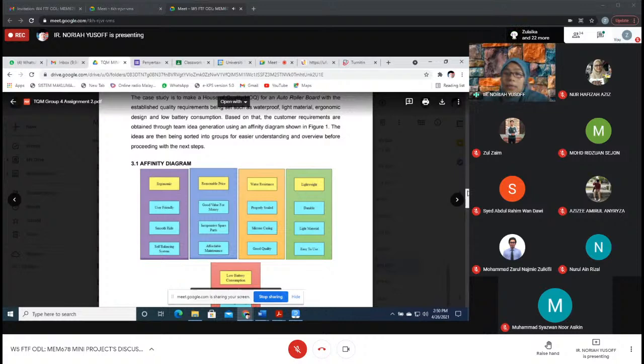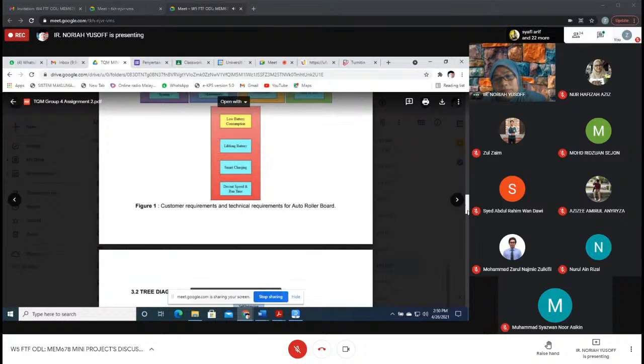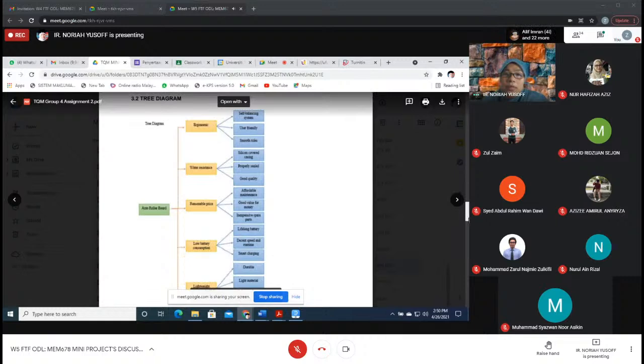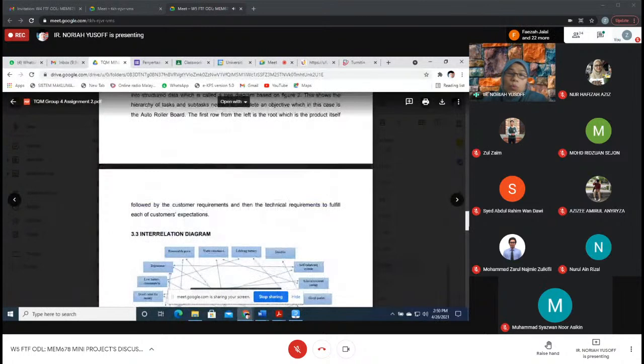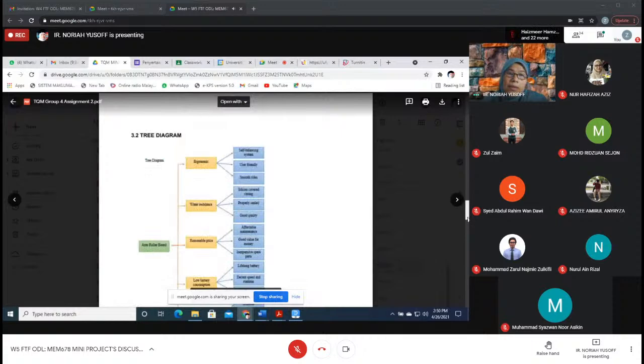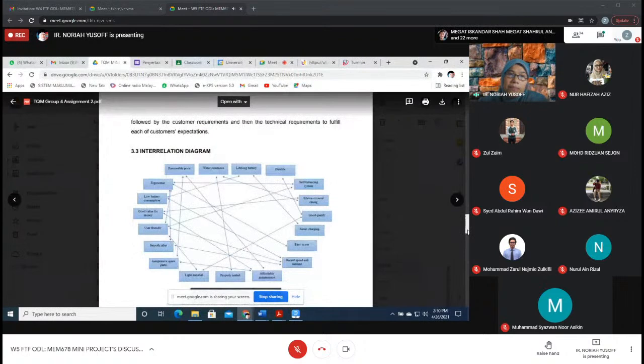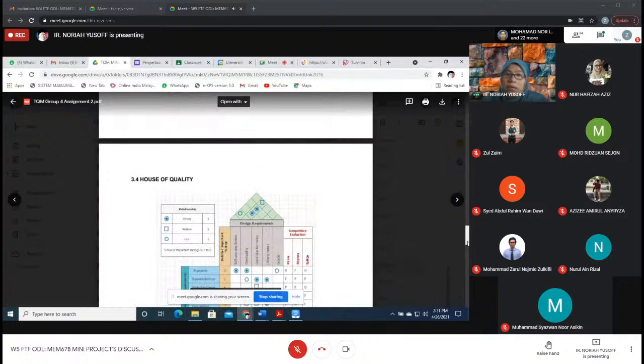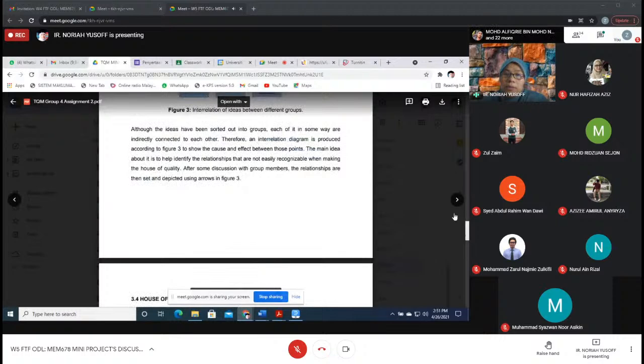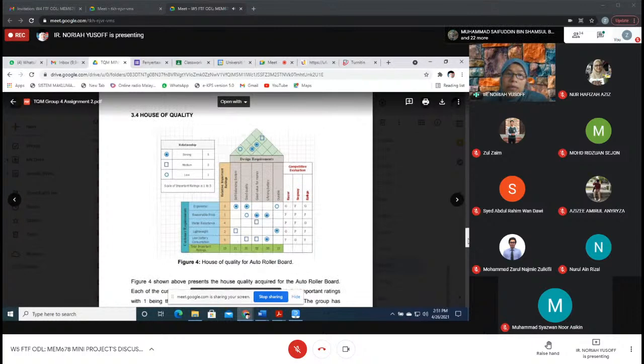Okay. So far nampak tak? Then lepas affinity diagram, you come up with the tree diagram ataupun interrelation diagram dulu. So whichever comes first is okay. Saya accept. Okay. So you can do the tree diagram and then followed by the interrelation diagram. So next is actually you have to do the matrix diagram dulu. Yang ni dia tak masukkan matrix diagram dulu. You have to do the matrix diagram, only then you finish all this information in the house of quality. So you nampak cantik kan house of quality ni?